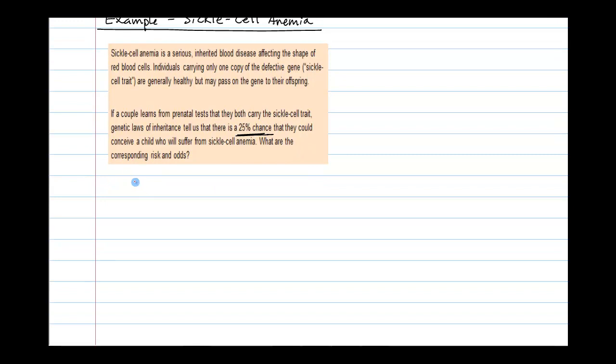So let's go ahead and start with risks. When we talk about the risk here, we're basically looking at the risk of sickle cell anemia. So the risk of sickle cell anemia is given up here. It's just the probability of sickle cell anemia. And that's given to us, 25%, 0.25. And that's if both parents carry the marker.